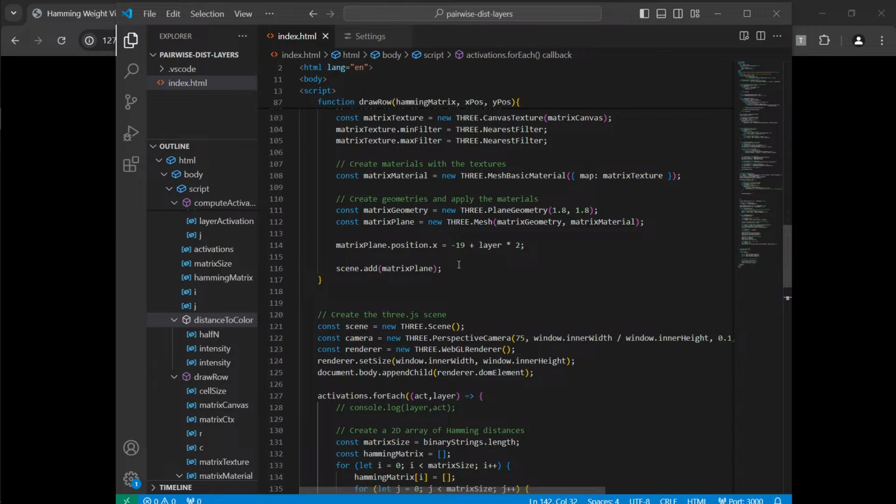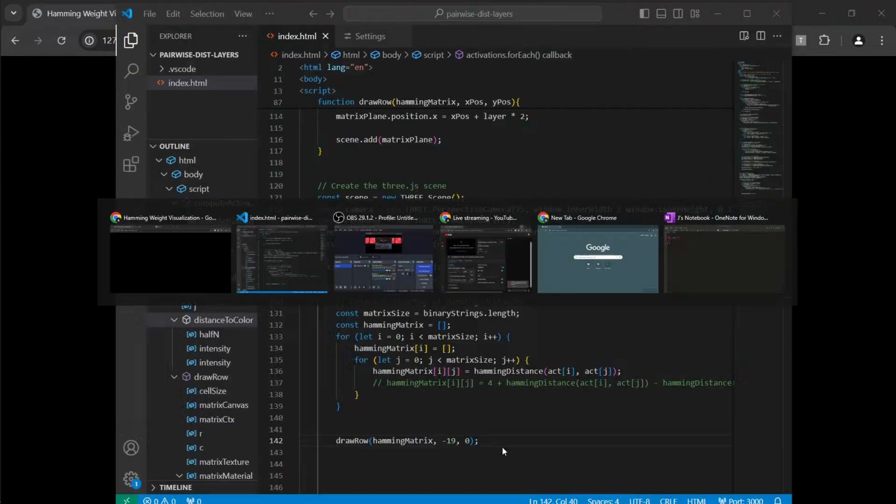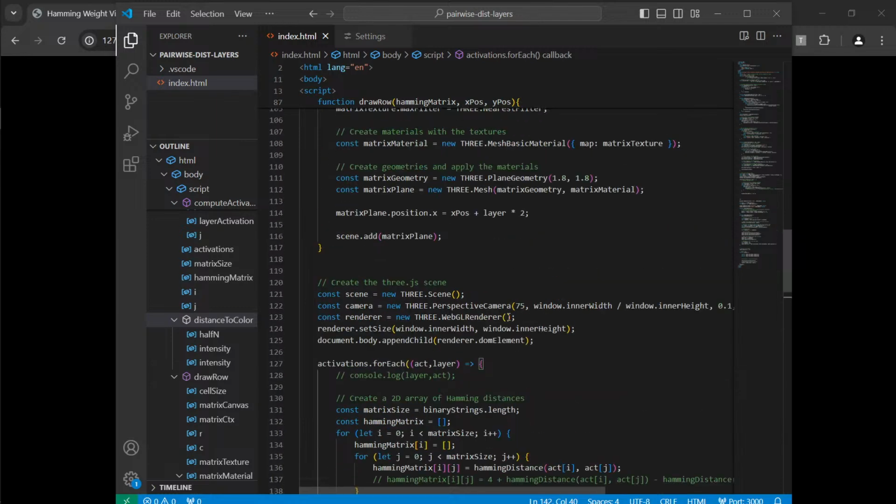Yeah, this is the X position, which is found through trial and error. That should be negative 19. And 0. Okay, so it should work. Nice. Nicely done.